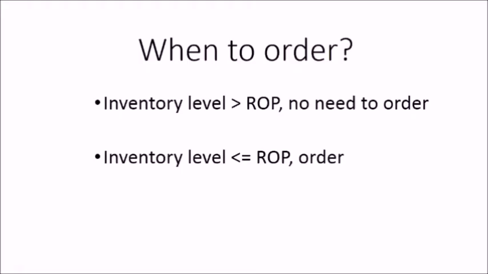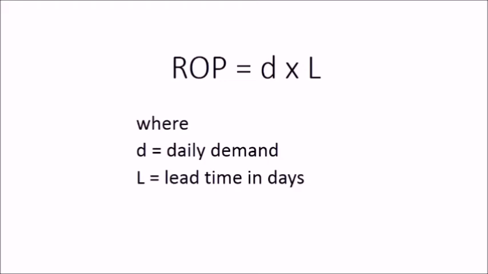So that is the answer to the question when to order. If the inventory level is above the reorder point, then there is no need to order. However, if the inventory level is at the reorder point or below, then the business should place the order. The formula for reorder point is D times L, where D is the daily demand and L is the lead time in days.